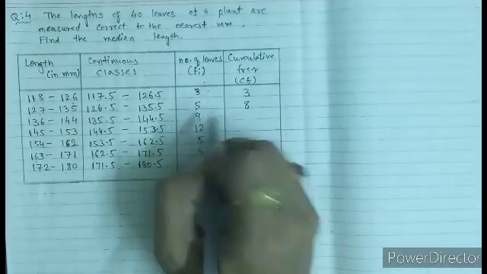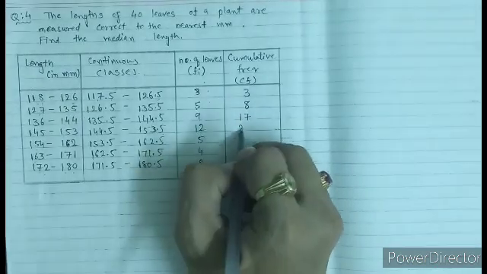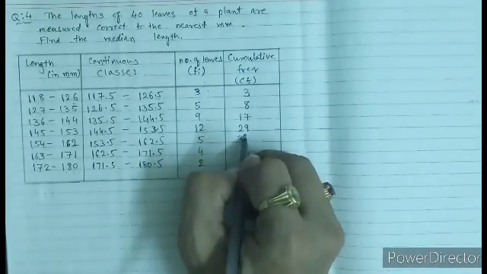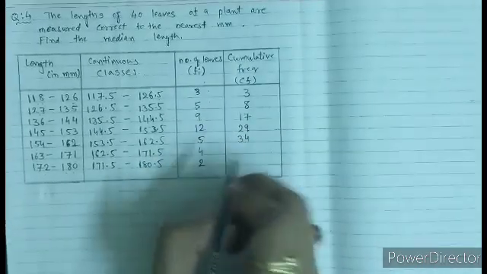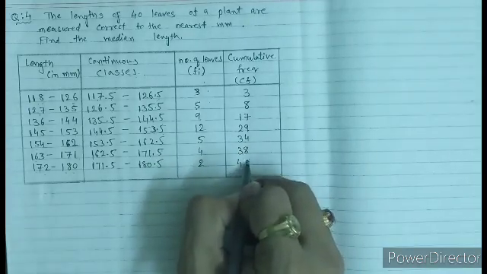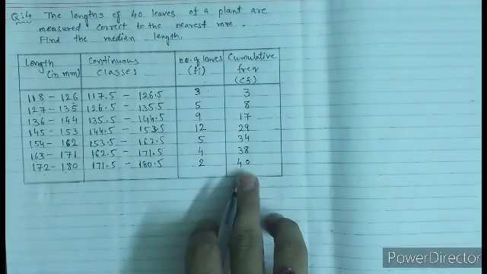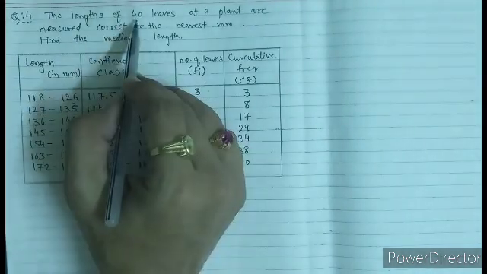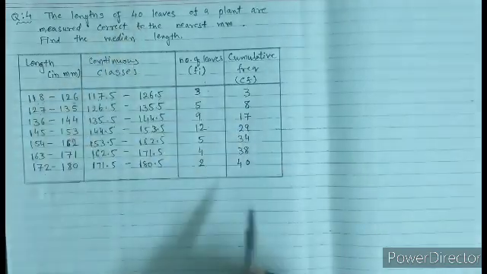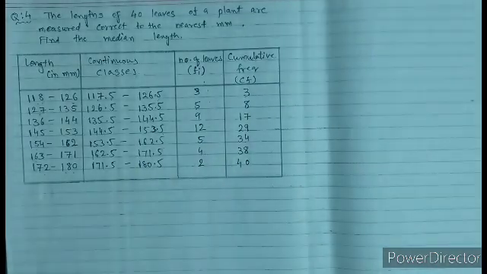Next will be 8 plus 9 is 17. Then next is 17 plus 12 will be 29. Then next will be 29 plus 5 will be 34. Then 34 plus 4 is 38 and 38 plus 2 is 40. So the final cumulative frequency is 40. We know that the final cumulative frequency is equal to the total number of observations. Here the total number of leaves is 40. So the final frequency is 40. This is how we got the cumulative frequency.